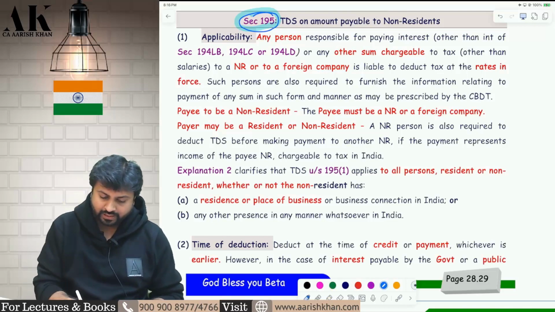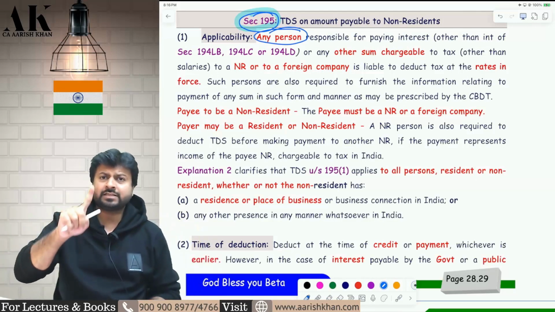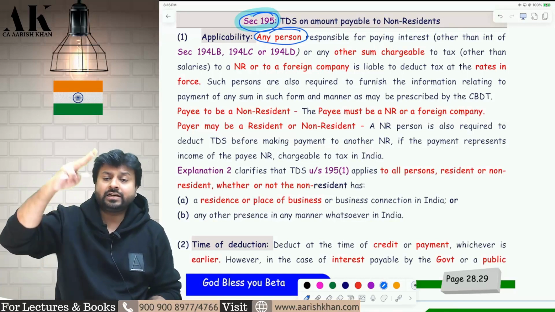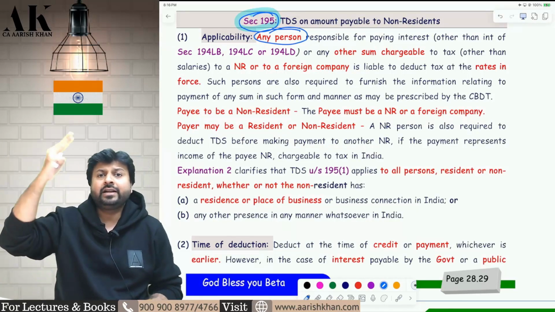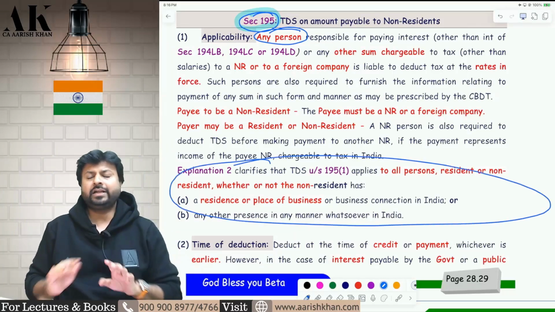Who will deduct TDS over here? Any person. Any person means what? The deductor can be any person. The deductor can be resident. The deductor can be non-resident. The deductor may have a business connection in India. The deductor may not have a business connection in India. The deductor may have any other presence in India. The deductor may not have any other presence in India. You can check it over here. The deductor can be any person.